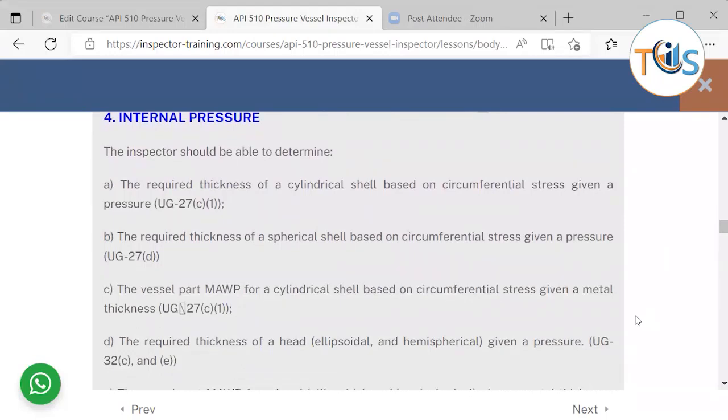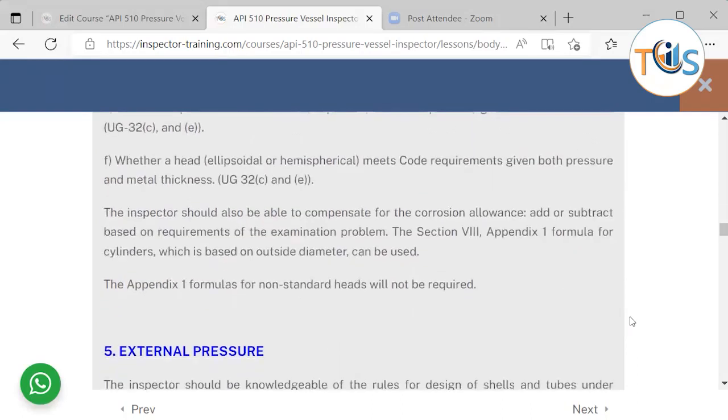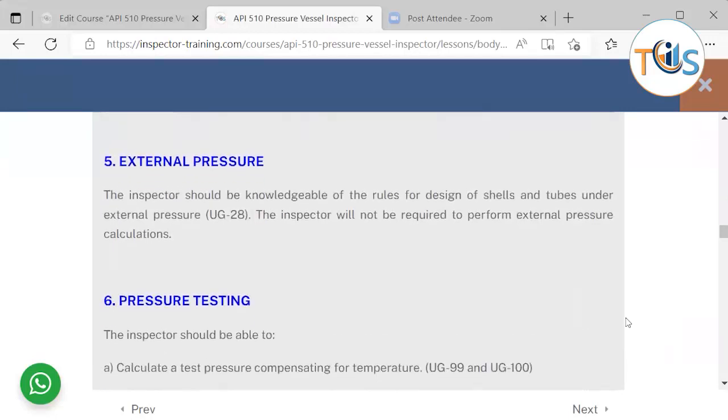For internal pressure, you need to always refer to UG-27. These are questions we have always brought in the mock exam, and we will let you see how that is done. Then for ellipsoidal and hemispherical heads, you need to go into UG-32, and external pressure is UG-28, but there will be no calculation for that. Some very rare vessels are not under internal pressure, but are, say, under water, and the pressure is applied from outside.